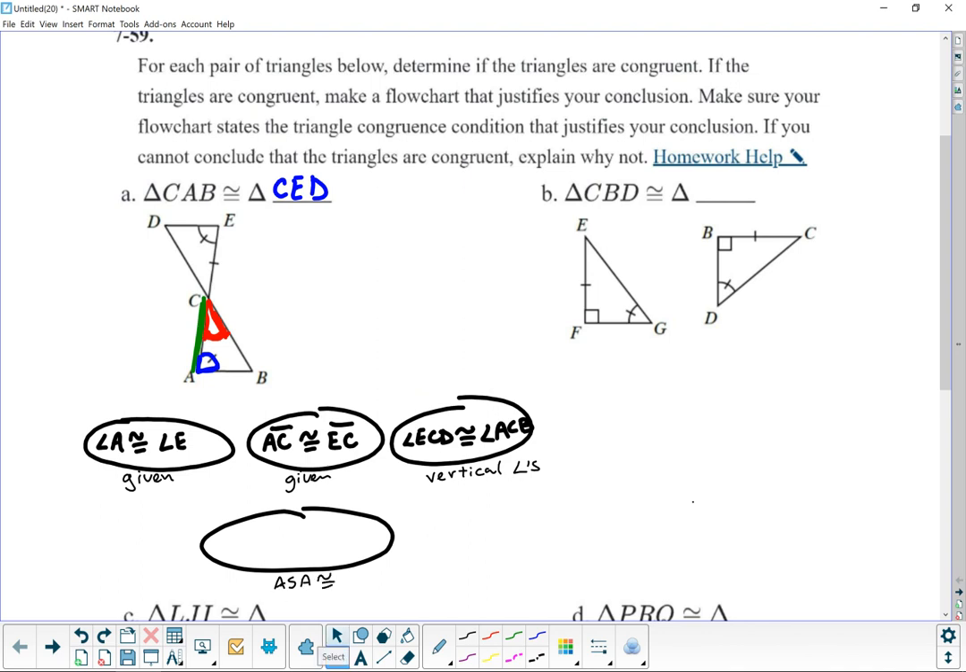And then all we have to do is write the triangle congruence statement. You can name it however you want, but at the beginning right here, they already have it for you. So you just copy it down. Triangle CAB is congruent to triangle CED.